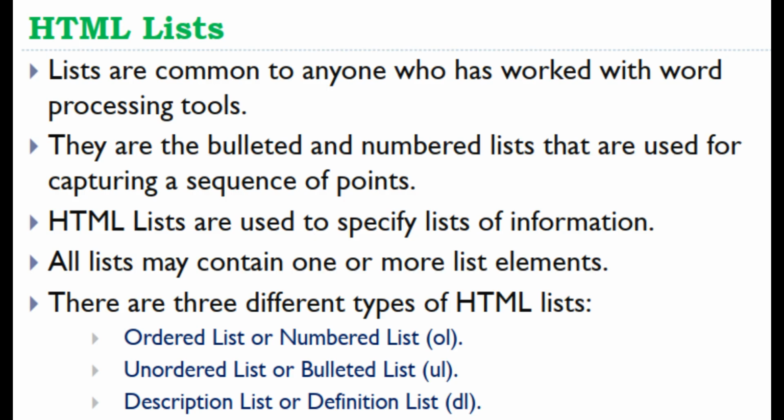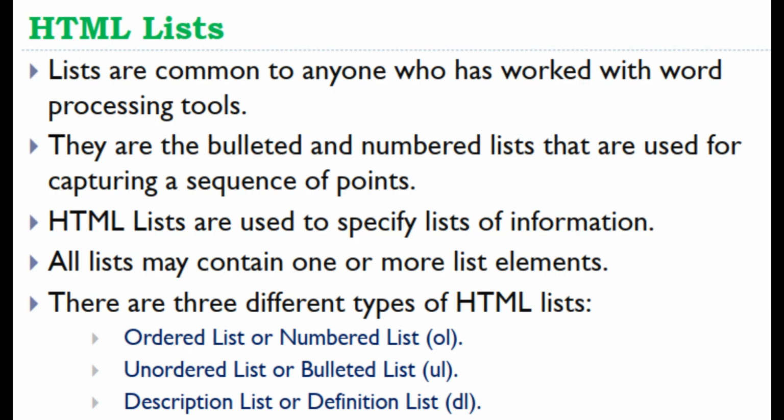HTML lists are common to anyone who has worked with word processing tools. They are the bulleted and numbered lists that are used for capturing a sequence of points. HTML lists are used to specify lists of information. All lists may contain one or more list elements.